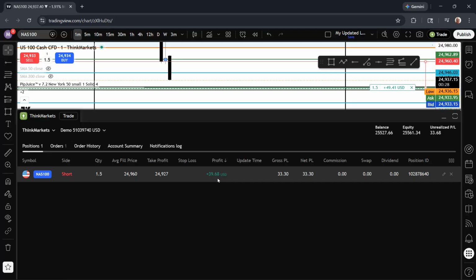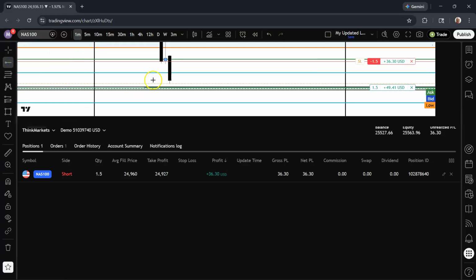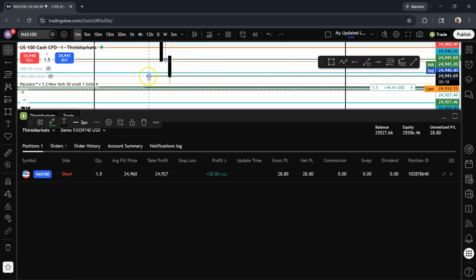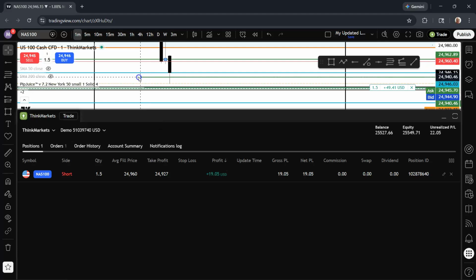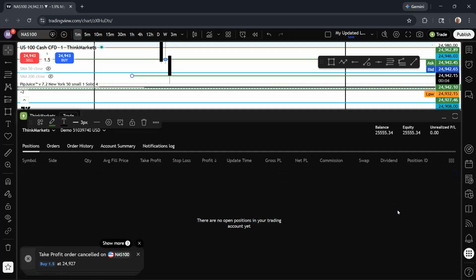Okay, typically what I do is put a stop loss right in this general area right here to secure some profit, but if you're not fast enough, you won't be able to get it. So let's go ahead and close out the trade for a $25 profit.